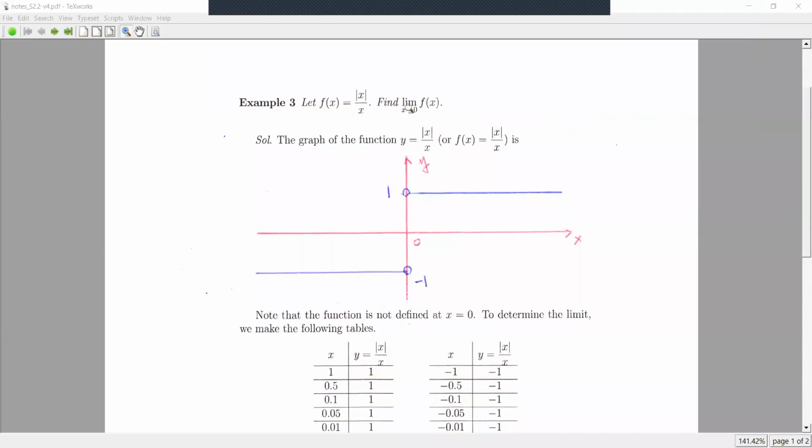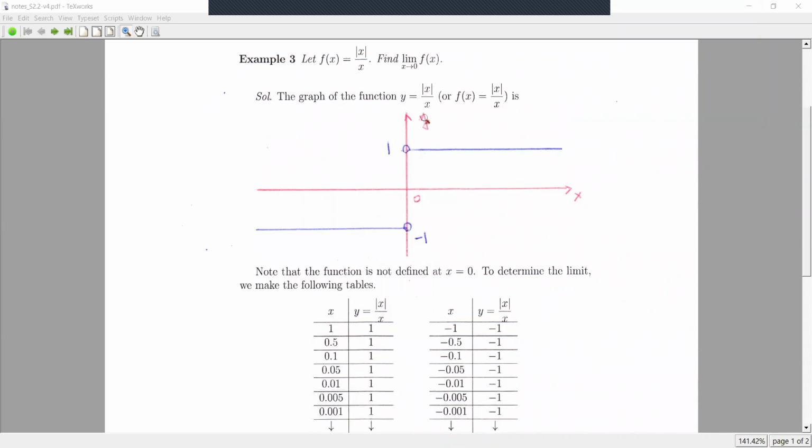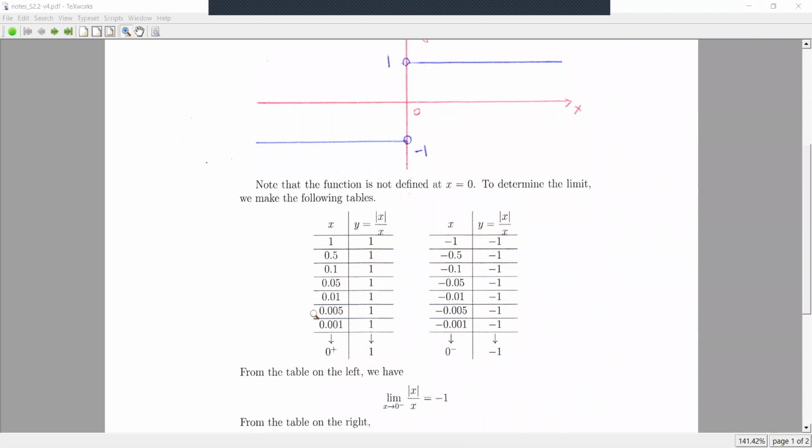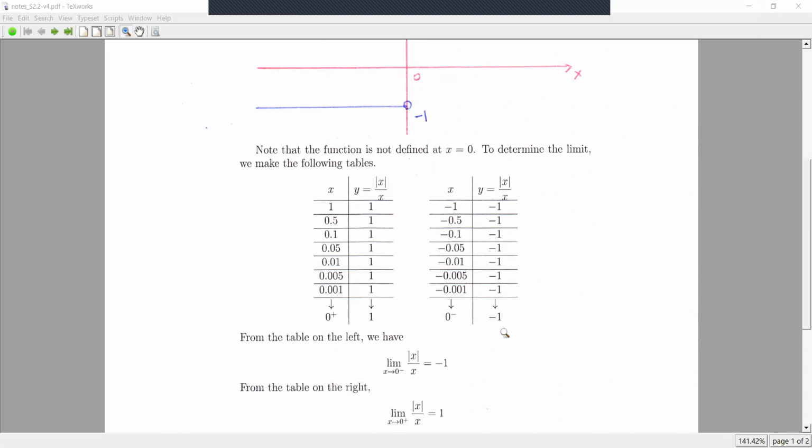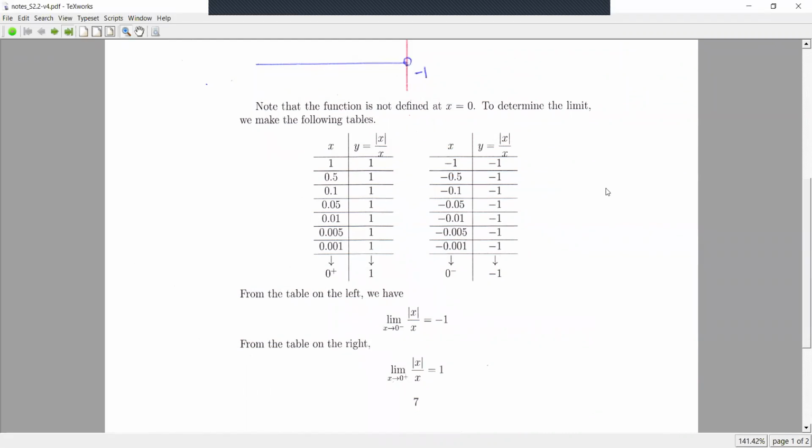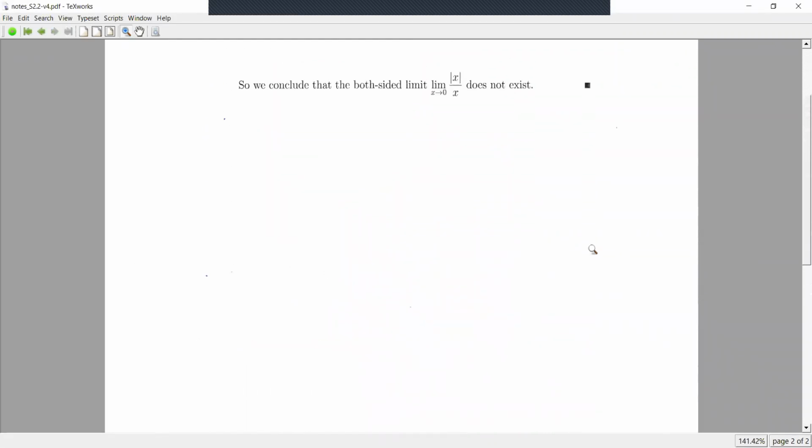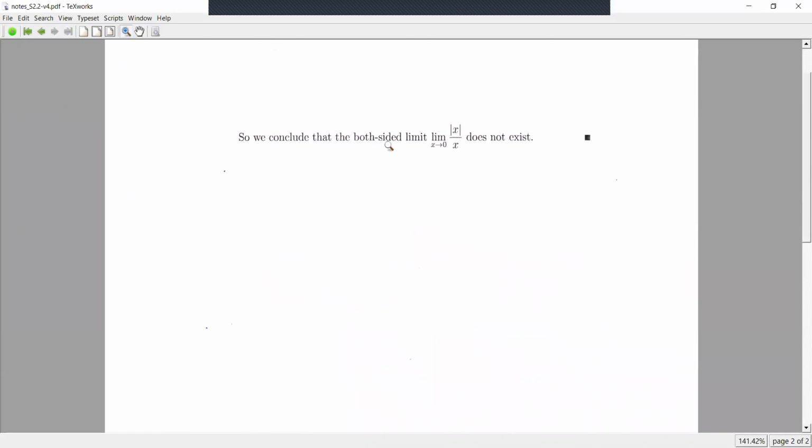Now we can conclude that this two-sided limit doesn't exist, because when we let x approach 0 from the right, the function approaches 1. When we let x approach 0 from the left, the function approaches -1. The function approaches two different numbers. So here is the conclusion. We conclude that the two-sided limit doesn't exist.